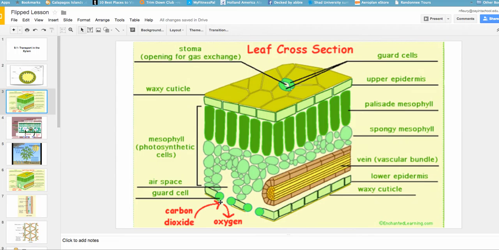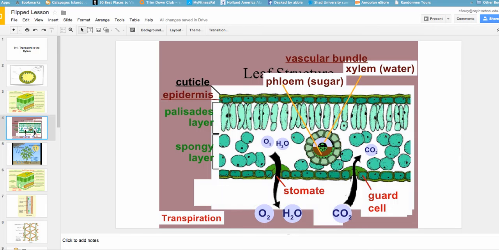And so when a leaf's guard cells open, they're right here, to exchange gases, some water in the form of water vapor is lost. So the stomata, or pores, so this would be the stoma, are stimulated by hormones. For example, abscisic acid is the hormone used to close the two guard cells. And this transfer of gases, carbon dioxide and oxygen, is necessary for photosynthesis to occur.